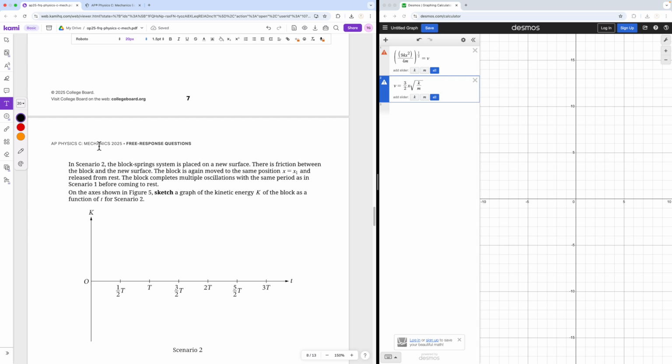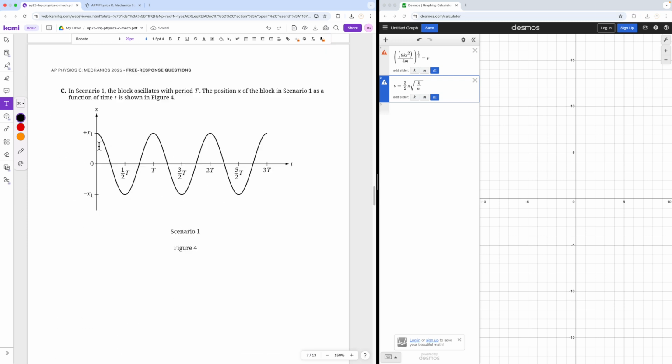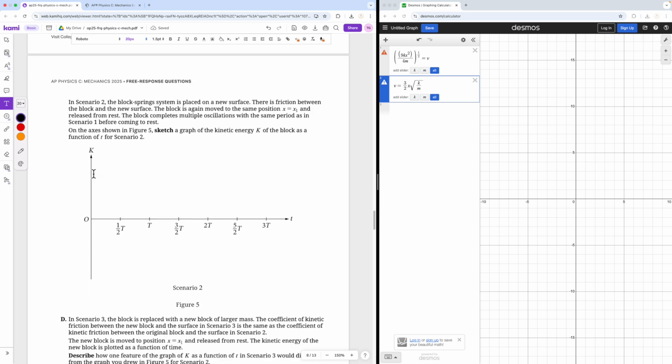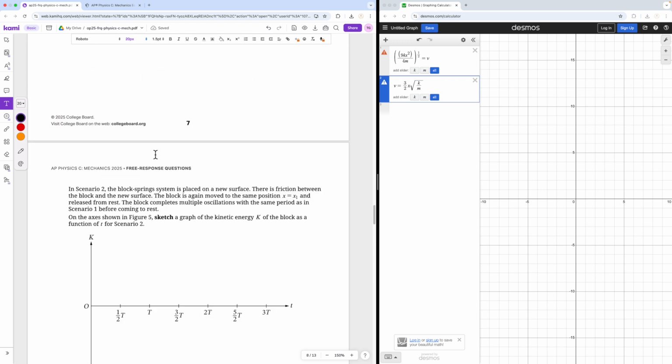And since kinetic energy is 1/2 mv², our kinetic energy graph is going to resemble a sine squared graph. But how do I know when my peaks appear? Here there's no velocity, here there's no velocity, here there's no velocity. So that means the kinetic energy here and here and here are all 0. That means in between there are going to be peaks.